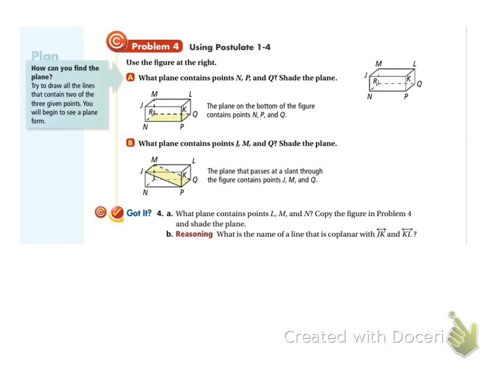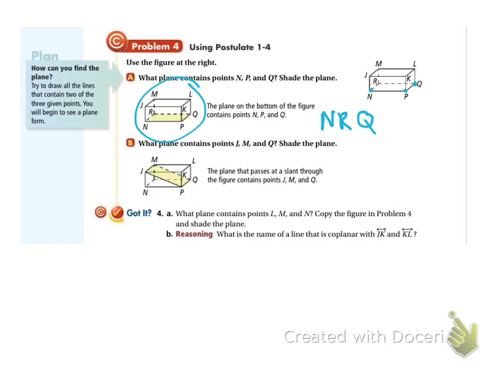Okay, so if we look at this figure, question A says, what plane contains points N, P, and Q? I'll point this out in blue. So here's N, P, and Q. Well, that's the plane on the bottom that we can see shaded over here. We could call that plane NRQ. You could call it a few other things, but we'll call it that.